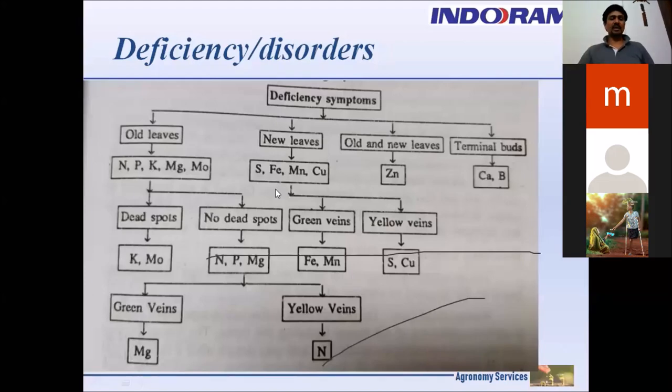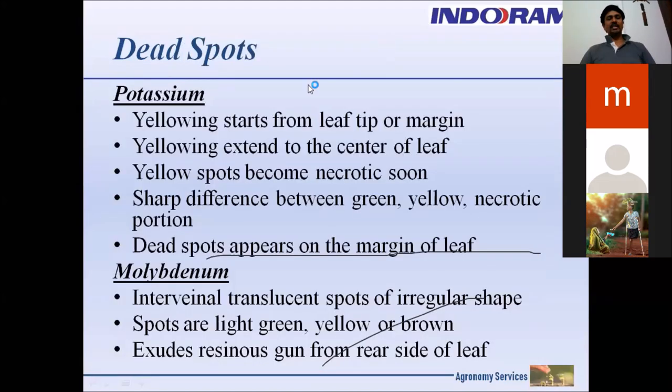So let's understand dead spot first. If we talk about this deficiency symptom, we have seen it is because of potassium and molybdenum. But what is the difference? In the case of potassium, yellowing starts from the leaf tip or margin. So yellowing will always start either from the margin or from the tip, and it will extend from the margin towards the center of the leaf.